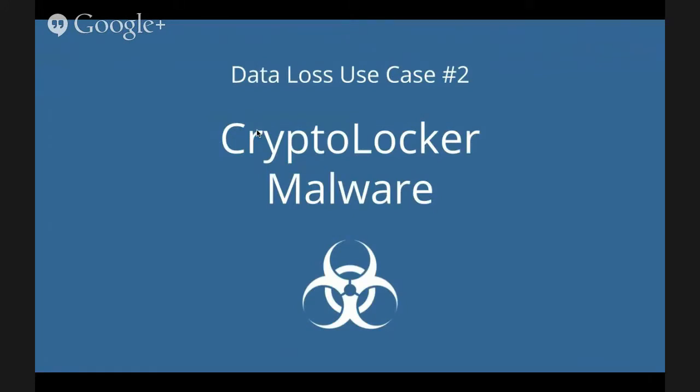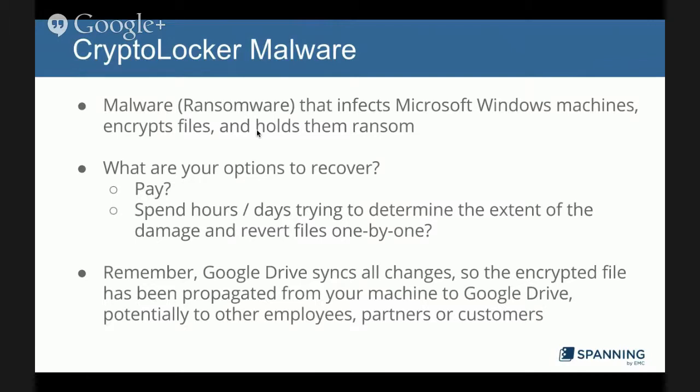So for the second data loss use case, I'm going to talk about the CryptoLocker malware. We've had a number of customers, across our thousands of customers, get the CryptoLocker malware, which has adversely affected the data that resides in their Google Drive environment. For those of you who are not familiar, CryptoLocker is a malware, or some people say ransomware, that infects Microsoft Windows machines. Typically, it encrypts files and holds them ransom. It uses RSA encryption and pulls the contents of files, such as Word documents, and encrypts it, so the end user can't use that data anymore.